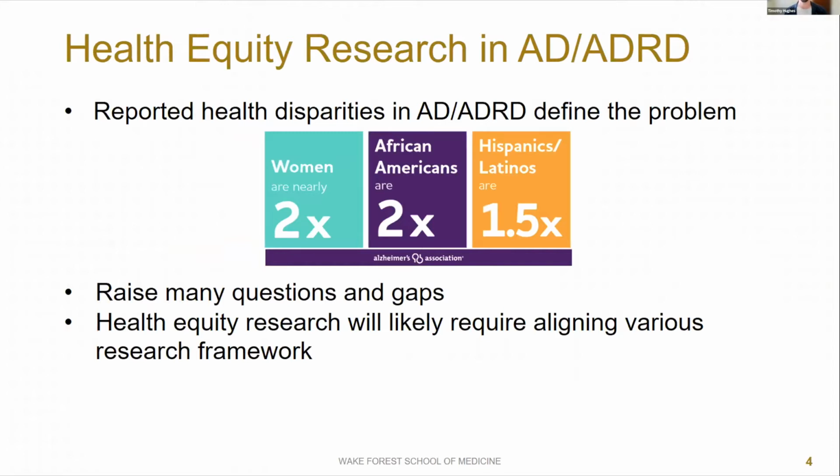We're all well aware of some of the health disparities that exist in Alzheimer's disease and related dementias. Dr. Doraiswamy earlier spoke about the sex differences that we see. We've touched on some of the racial and ethnic differences, with increased risk for women, African Americans, and Latinos. But really, this is a very basic understanding of what we know so far, and it raises a lot of research questions and points to gaps that we hope to address in the near future if we are going to do something about health equity, because it will require aligning various research frameworks to do so.